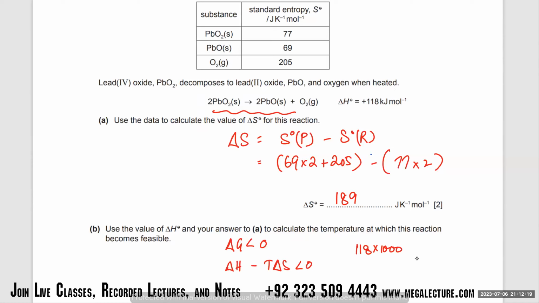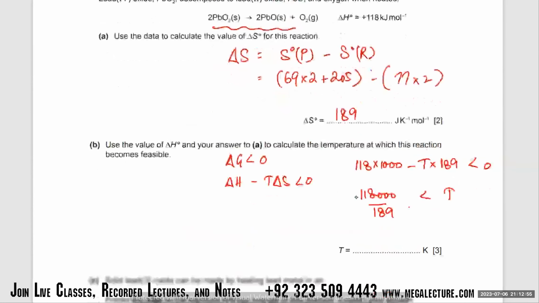So temperature, I don't know, times delta S. Delta S is calculated as 189. So this entire thing has to be less than 0. So it's going to be 118,000 divided by 189. So just try and find the answer for this one. 624.3.